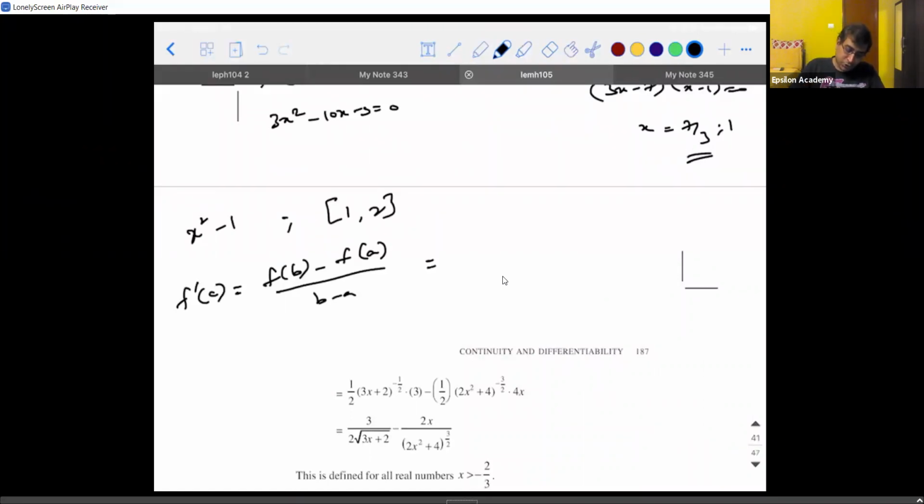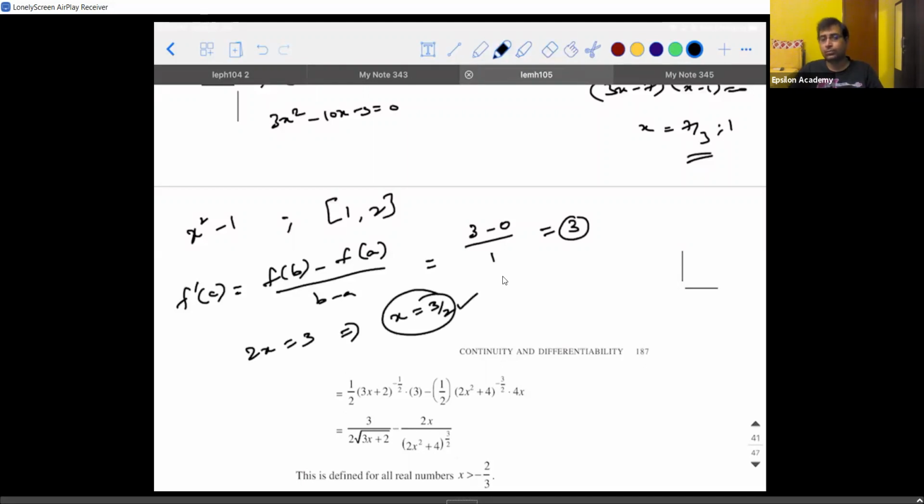So f of B is how much? 4 minus 1, that is 3. 3 minus 0 divided by 1. So what is f dash of C, guys? 2x is equal to 3, which implies x is equal to 3 by 2. So 3 by 2 is definitely a point between 1 and 2. So mean value theorem is applicable to it, but Rolle's theorem failed.